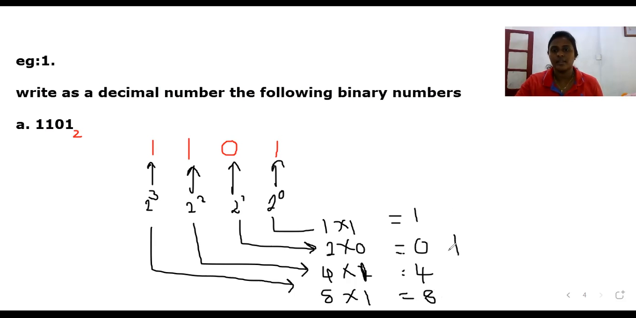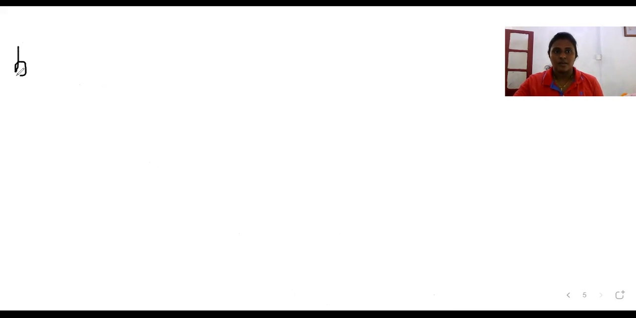Right? Then you can get the addition of this. I don't have the space to write the addition down, so I'm writing it here: 13. So this is decimal 13. Right? This is how we convert a given binary number into a decimal number. Hope all of you have well understood this. We'll move to another example.